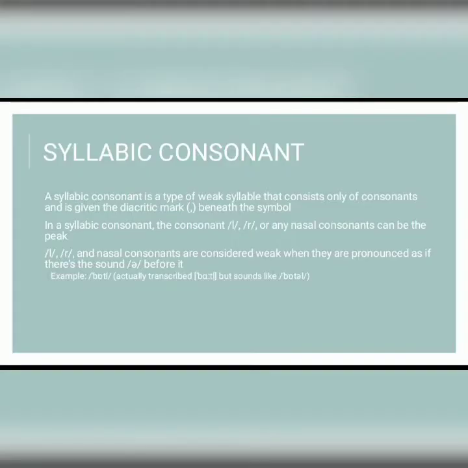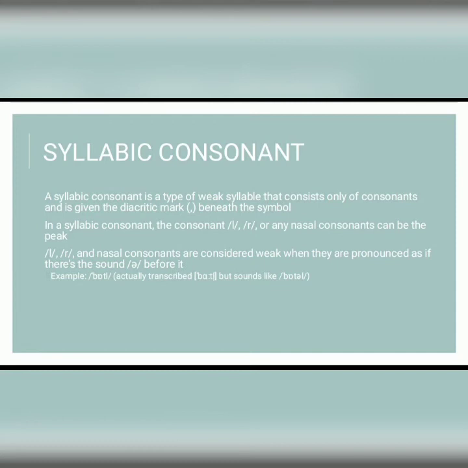Next is about the syllabic consonants. A syllabic consonant is a type of weak syllable that consists only of consonants and is given the diacritic mark beneath the symbol. You can see the diacritic mark in the PowerPoint. In a syllabic consonant, the consonant L, R, or any nasal consonants can be the peak. Nasal consonants are consonants that the sounds are made by blocking air in the mouth and releasing sound through the nose. Those nasal consonants are M, N, or Ng.